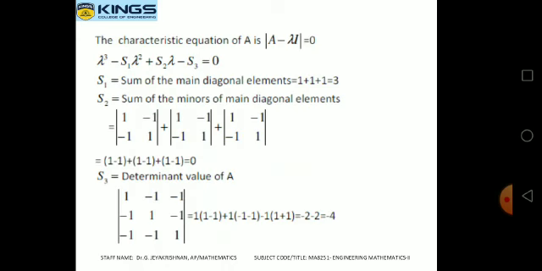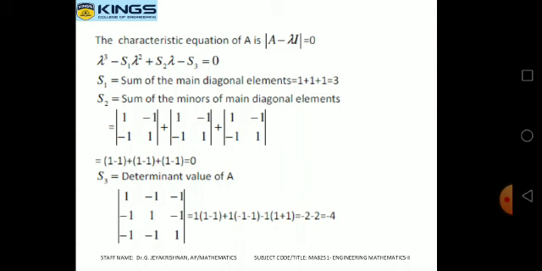Therefore, the characteristic equation of the given matrix. The general form is lambda cube minus s1 lambda squared plus s2 lambda minus s3 equal to 0, where s1 is the sum of the main diagonal elements. Therefore, 1 plus 1 plus 1 is equal to 3. s2 is the sum of the minors of the main diagonal elements. Therefore, we get s2: the minor of 1 is 1 minus 1 equals 0, and similarly for the others, so the s2 value will become 0.